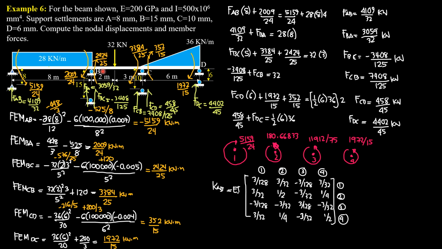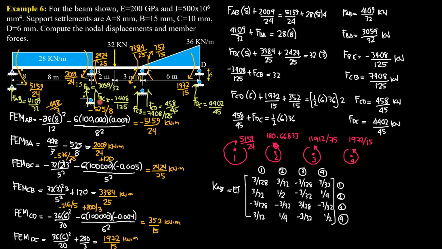2424 over 25. Fixed moment CB, on the other hand, is positive 32 times 2 square times 3 over 5 square, plus 120, which will not change. So positive 3384 over 25. So positive means clockwise, as shown in the figure. 3384 over 25.